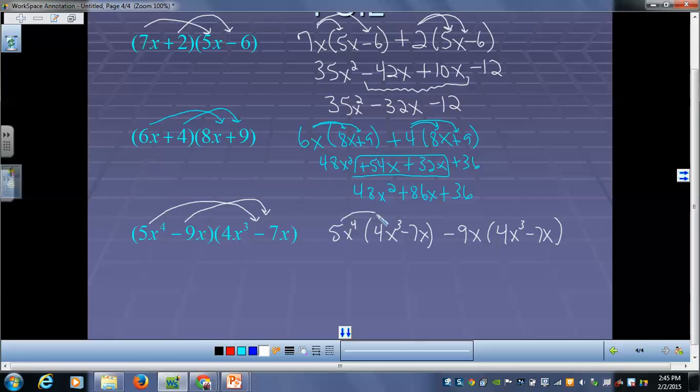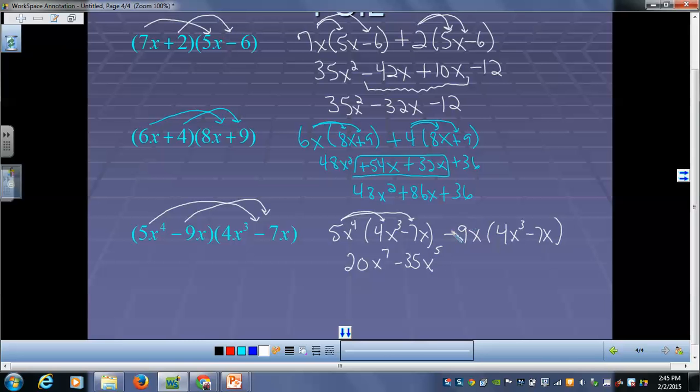Okay, so first term here, 5 times 4 is 20. 4 x's multiplied times 3 x's means there are 7 x's total. Then 5x to the fourth times negative 7x would be negative 35x. 4 x's times another x would mean there's 5 x's multiplied total.